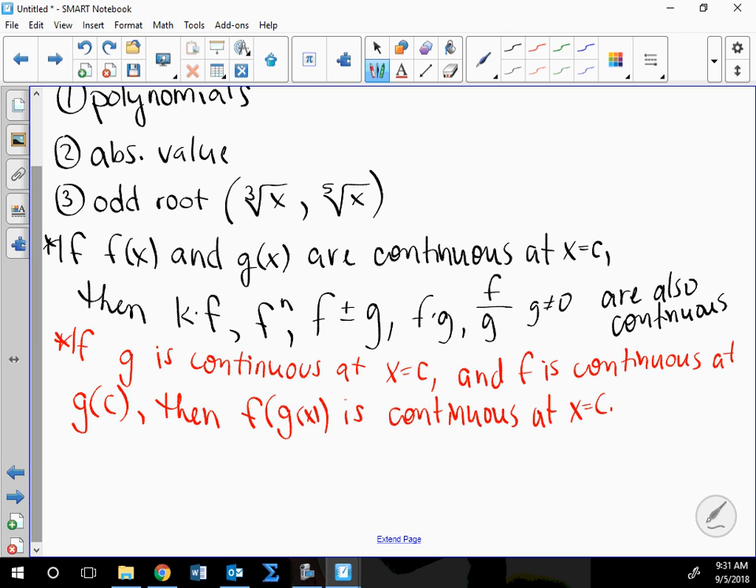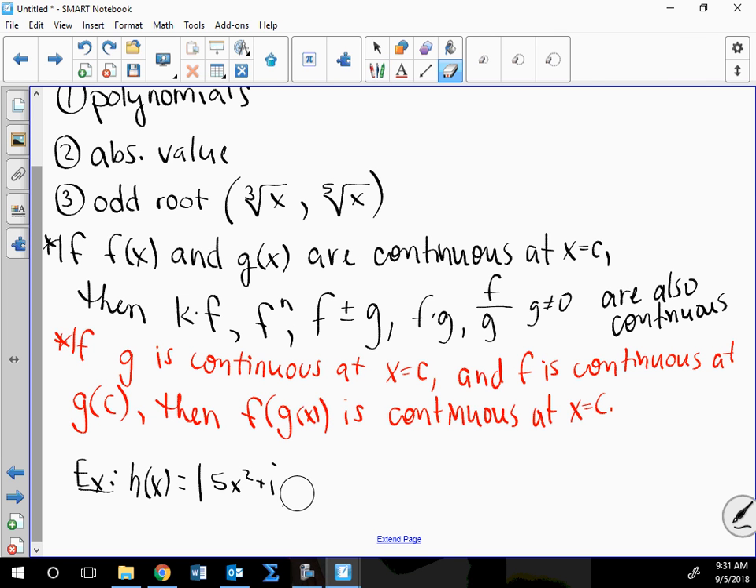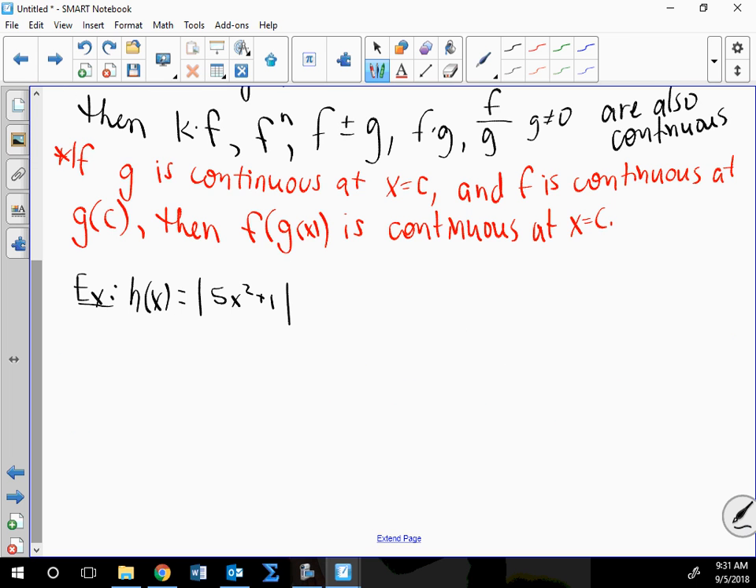So just real quick, an example with that. Let's say that we have h of x is the absolute value of 5x squared plus 1, and we're looking at x equal to 3. So here we have a composition of functions. We've got a quadratic and an absolute value. So if 3 is continuous for this piece, and if we take 3 and put it in, what do we get real quick?